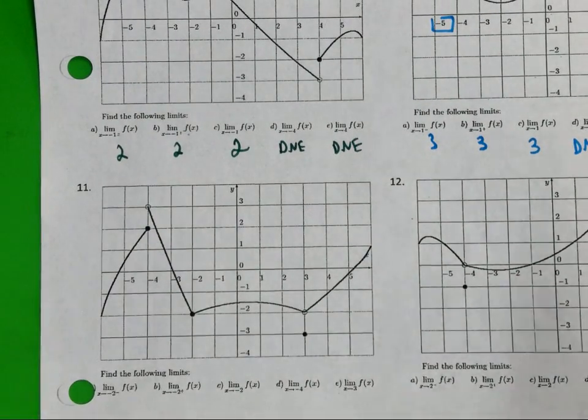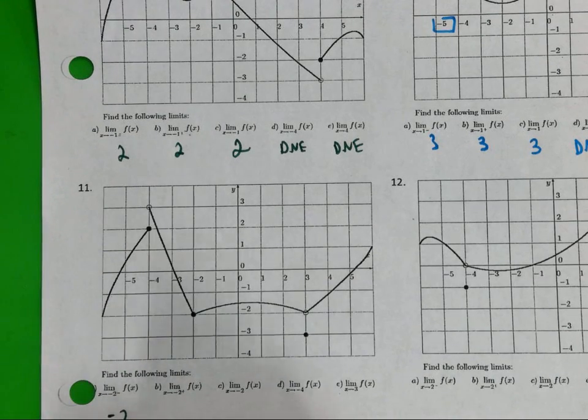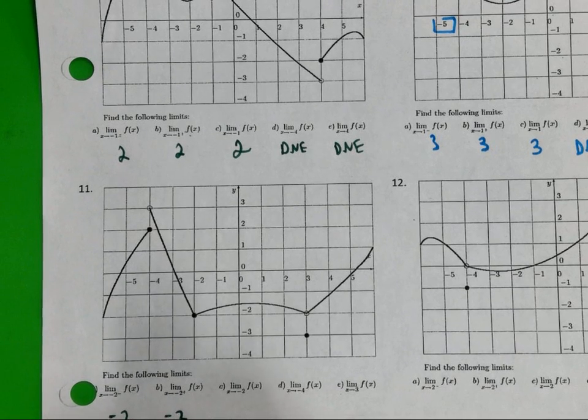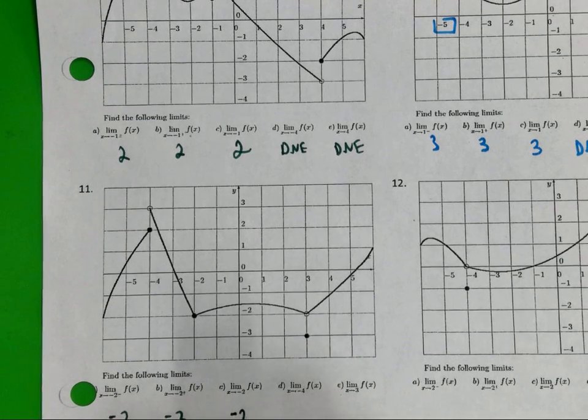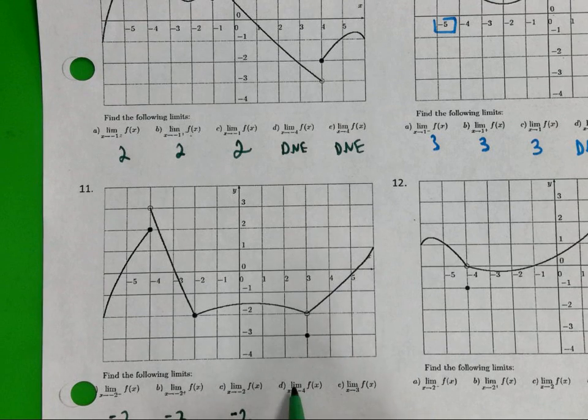Number 11. Does that mean the limit as x approaches -2 from the left? What would that be? Very good. Reese, what's the limit as x approaches -2 from the right? Very good. So what would be my overall limit as x approaches -2, Taylor? Very good. Now we want the limit as x approaches -4.